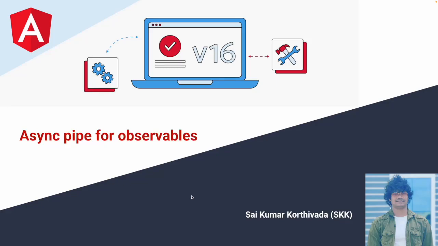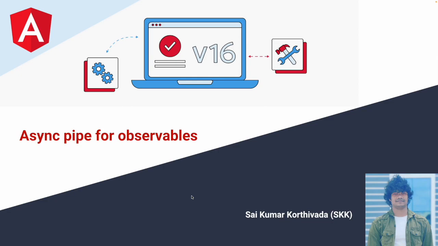In this video, we will learn about async pipe for observables. We didn't discuss pipes in our whole tutorials. I'll discuss them as a separate series. But remember, a pipe is something you can use in your HTML to transform your data before it is displayed. That means if you want to do some sort of transformation before display, you can use pipes in Angular.